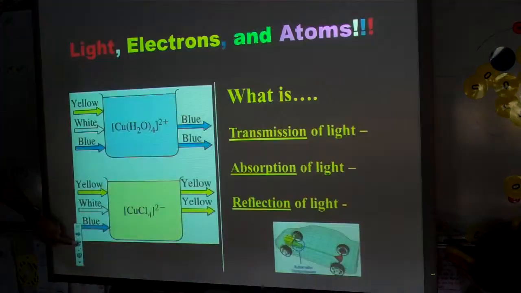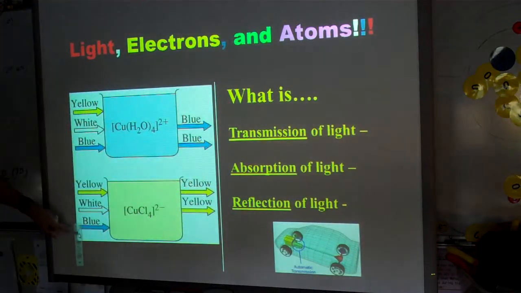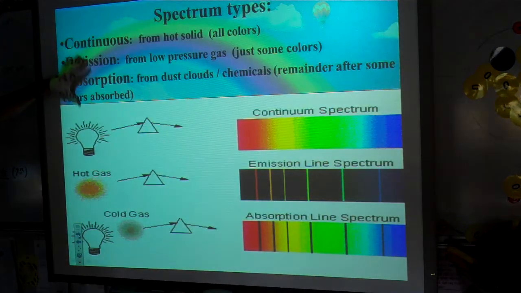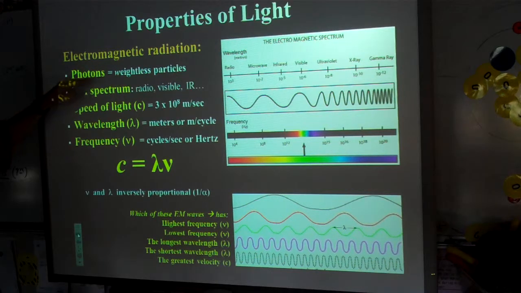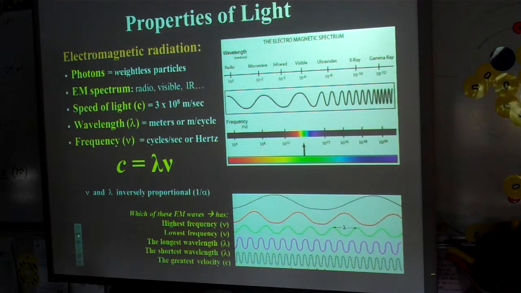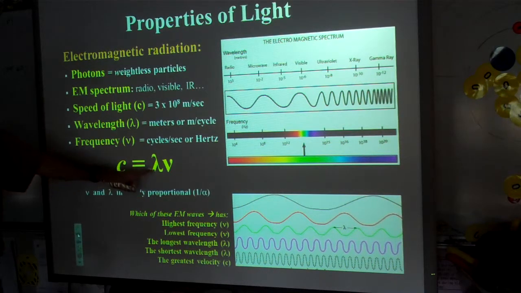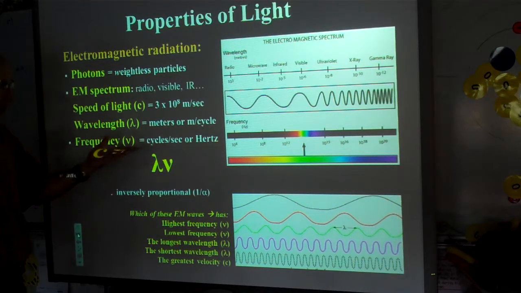What did we do? The first thing was we looked at how light is transmitted or absorbed or reflected. Secondly, we thought about these different types of spectra, and we'll talk about this and do several labs with this. And then finally, what is light all about? We talked about photons, these weightless particles, and the entire electromagnetic spectrum, all these different types of light, from radio waves to microwaves to visible light, etc. And then we talked about these three numbers that we'll be using: C, which is the speed of light, lambda, which is the wavelength, and nu, which is the frequency. So, pretty bright idea talking about this, huh?